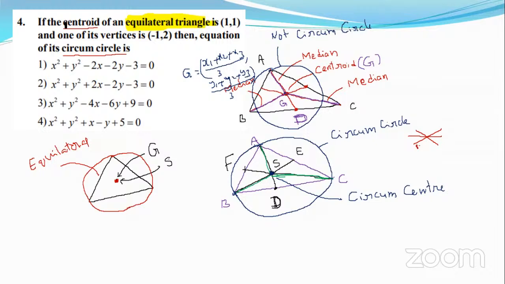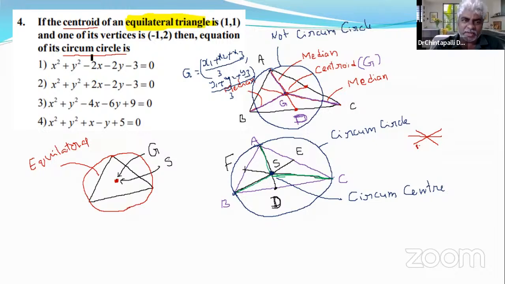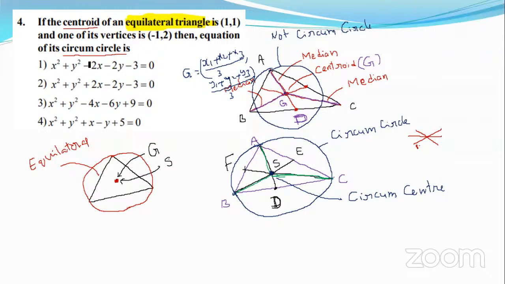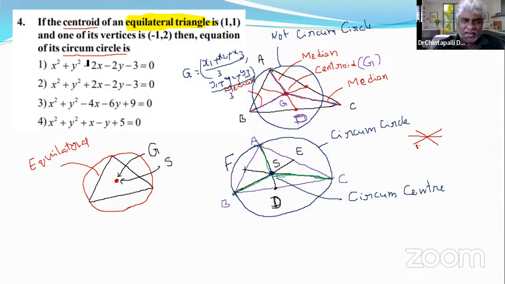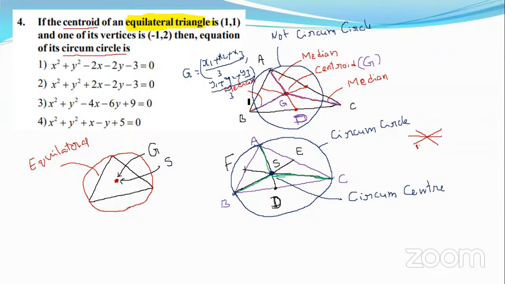In general language means same, but in mathematical language coincide. That means centroid is on circumcenter or circumcenter is on centroid. Got the point now? See, centroid of an equilateral triangle. In the second diagram, AD is called angle bisector. In the first diagram, AD is called median. So since centroid and circumcenter both are same in one particular case, median and angle bisector are also same.